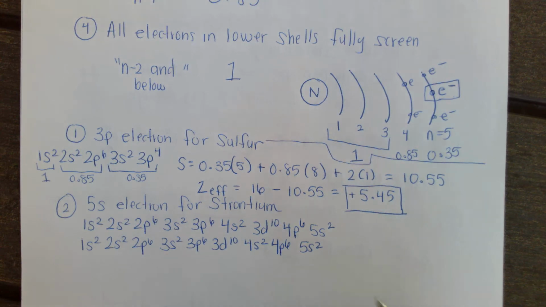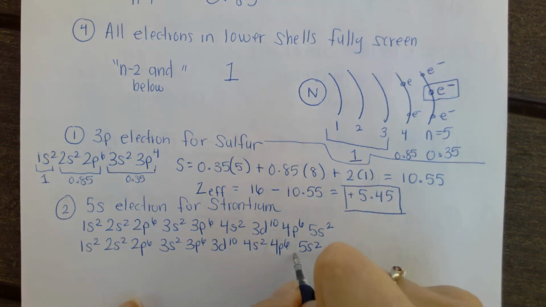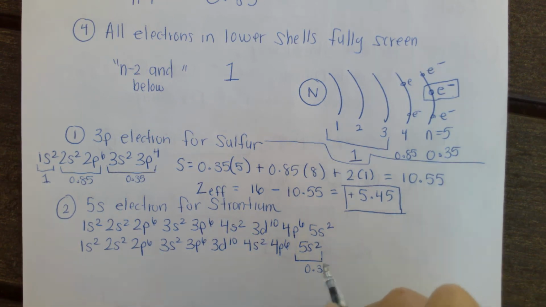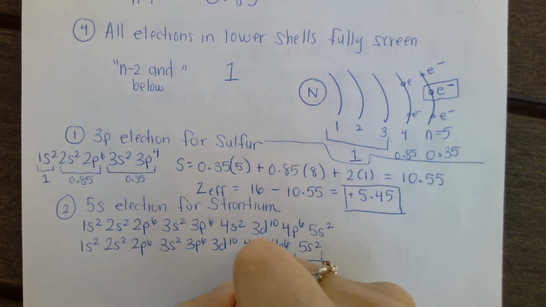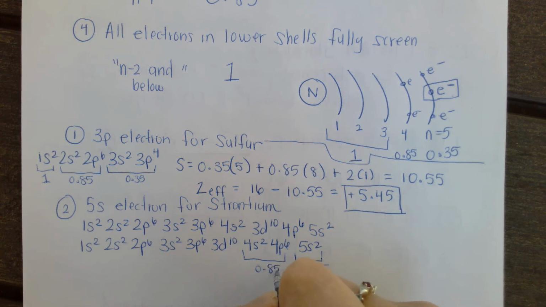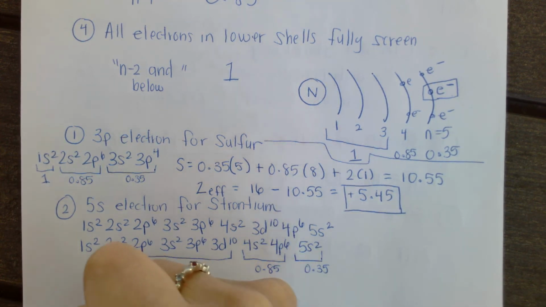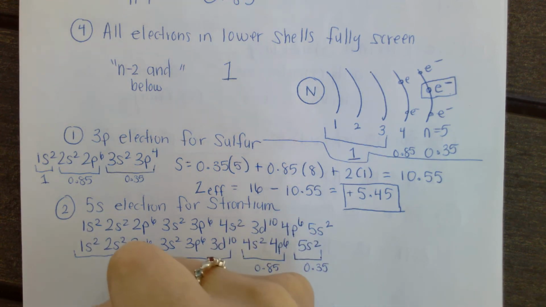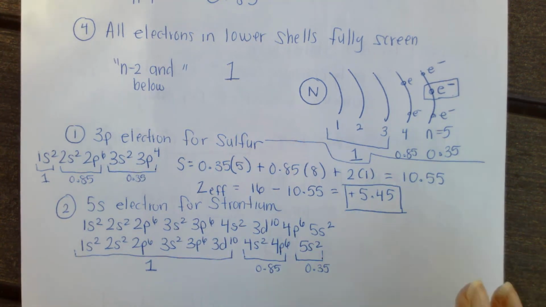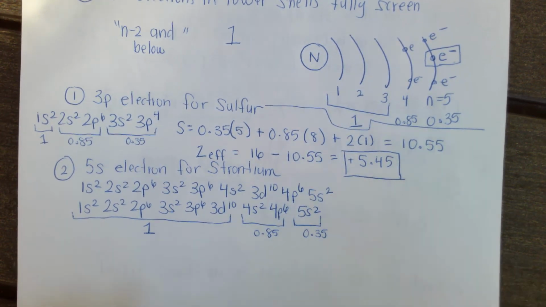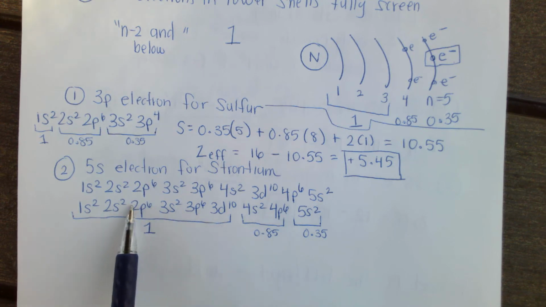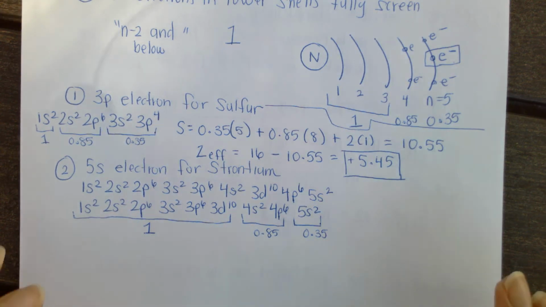Okay, so now we can apply our rule. Everything in the same shell is going to screen at 0.35. The next n down is going to screen at 0.85. And everything else gets the full screening value of 1. Okay, same shell, so n; then n minus 1; then n minus 2 and below.